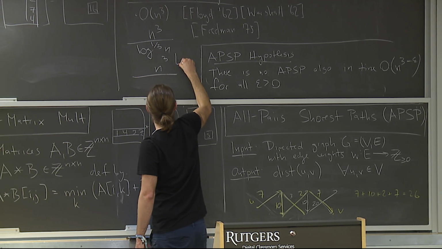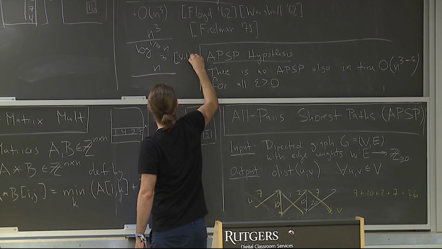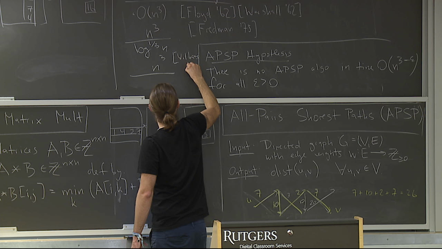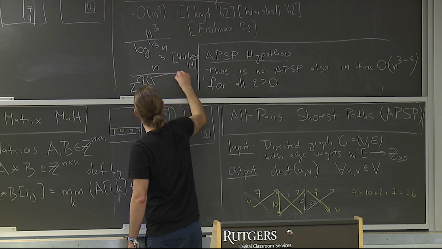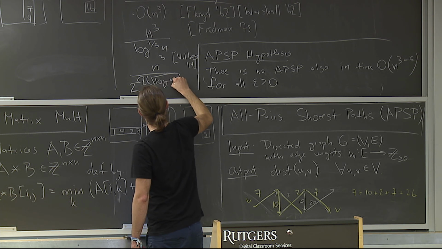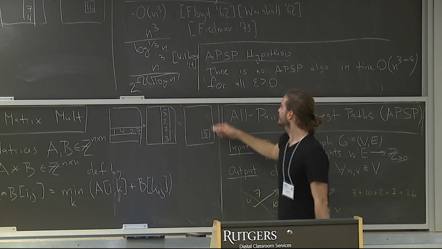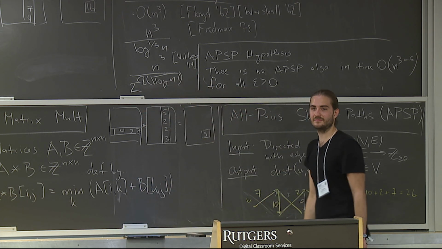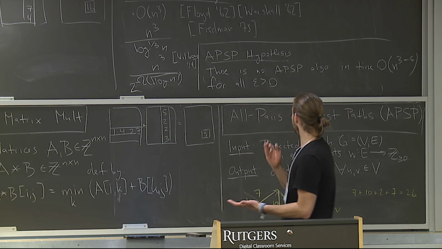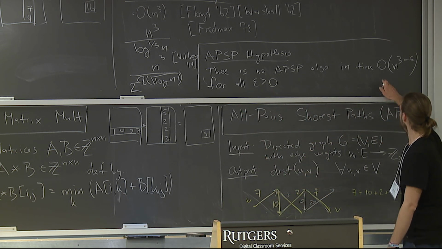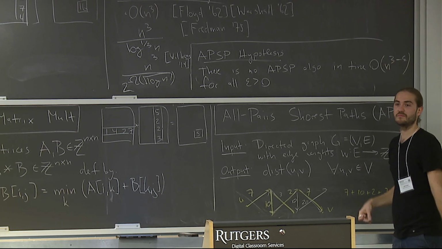But I should have put the reference here. This is due to Williams, somewhat recently, I think 2014. That big enough? Thanks. Good. So the APSP hypothesis really states there is no APSP algorithm that runs in truly subcubic time, n to the 3 minus epsilon.